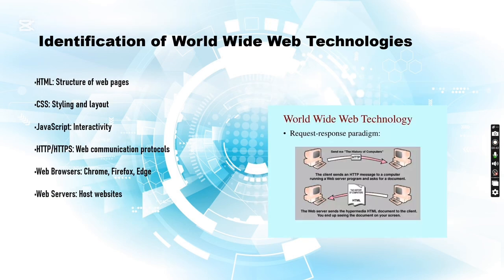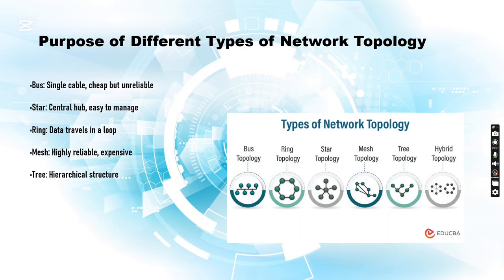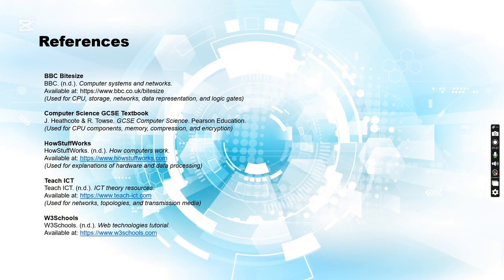Identification of World Wide Web technologies: HTML, structure of web pages; CSS, styling and layout; JavaScript, interactivity; HTTP and HTTPS, web communication protocols; web browsers, Chrome, Firefox, Edge; web servers, host websites. Network topologies: bus topology, single cable, cheap but unreliable; star topology, central hub, easy to manage; ring topology, data travels in a loop; mesh topology, highly reliable and expensive; tree topology, hierarchical structure. So these are the references for the presentation.